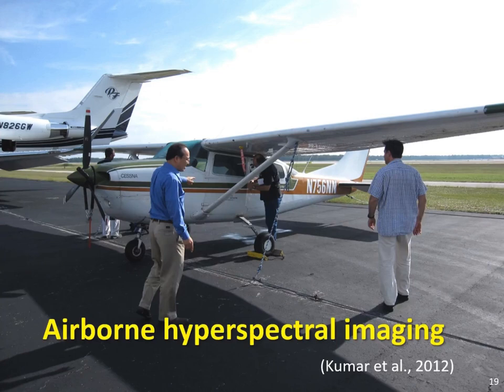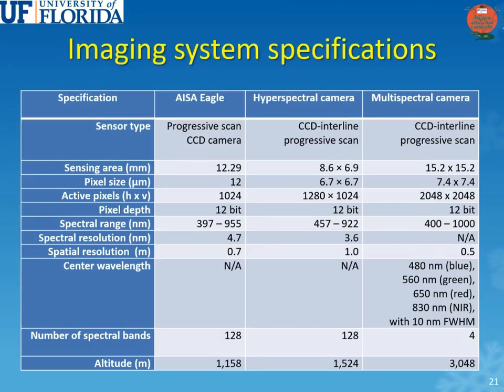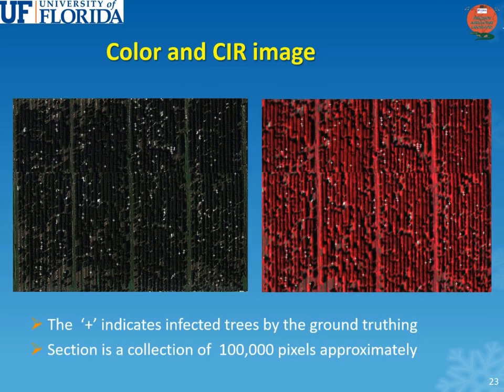We also tried another aerial imaging using a hyperspectral camera, a multispectral camera, and a color camera, like in this slide, which shows the specifications of those cameras. Here is an example multispectral image of Summerland grove, and an example color infrared image. I'm not sure whether you can see, but there are many plus signs indicating infected tree locations in color on the left and infrared image on the right.